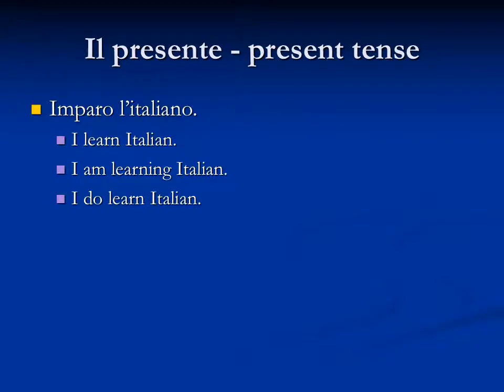Imparo l'italiano can mean three things in Italian. This present tense expression can mean I learn Italian, I am learning Italian, or I do learn Italian. Also, the present tense can be used to indicate something that will happen in the near future. So if you're going to be learning Italian this evening or tomorrow, you might say imparo l'italiano.